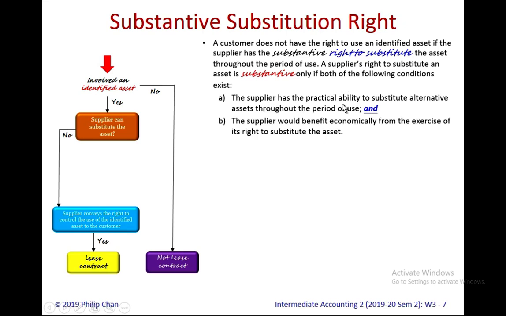So to be substantive, both conditions have to exist. A, the supplier has a practical ability to substitute an alternative asset throughout the period of use. The supplier can in fact substitute another asset for the customer, and B, at the same time the supplier would benefit economically from exercising such a right to substitute the asset. So for instance, if the supplier substitutes asset B for asset A, then asset A can be used or rented to another customer.